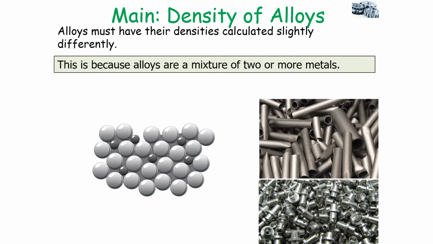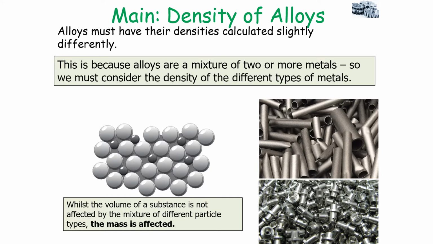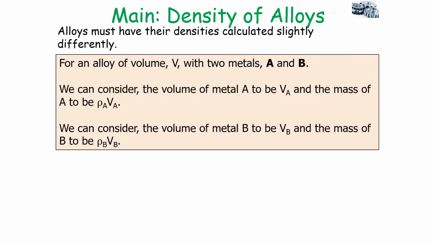Now, alloys must have their density calculated slightly differently. This is because alloys are a mixture of two or more metals. So whilst the volume of a substance is not affected by the mixture of different particle types, the actual mass is affected. So we've got to consider the density of the two different types of metals. So let's have a look at an example.